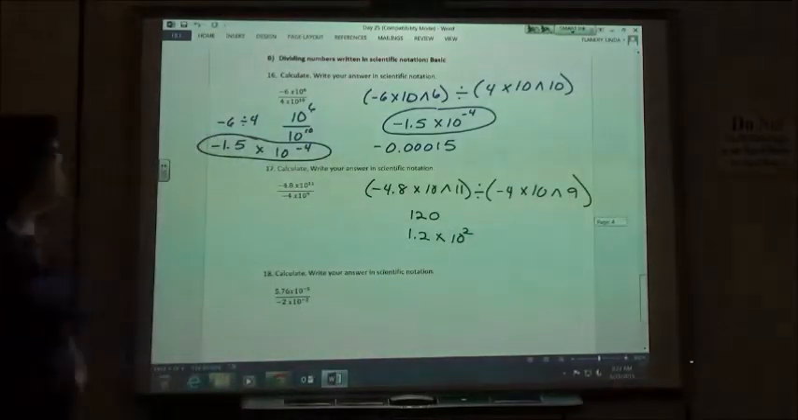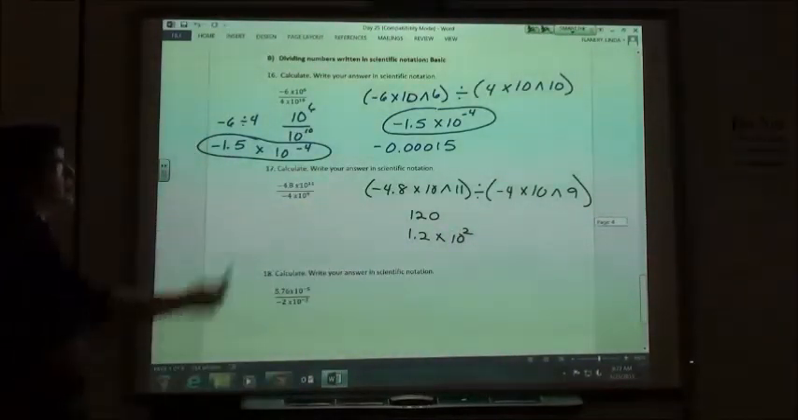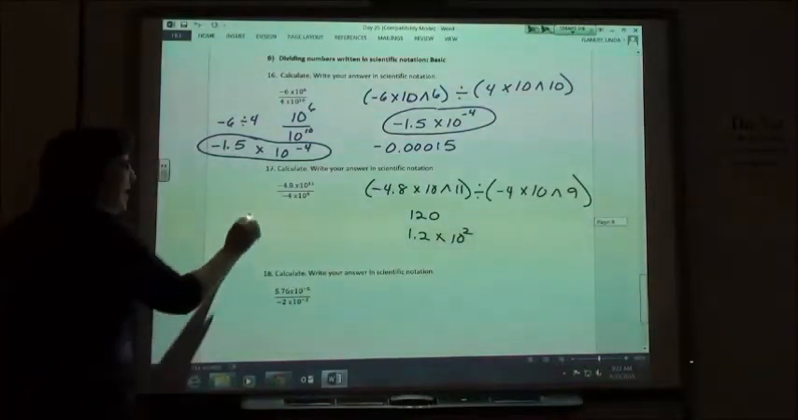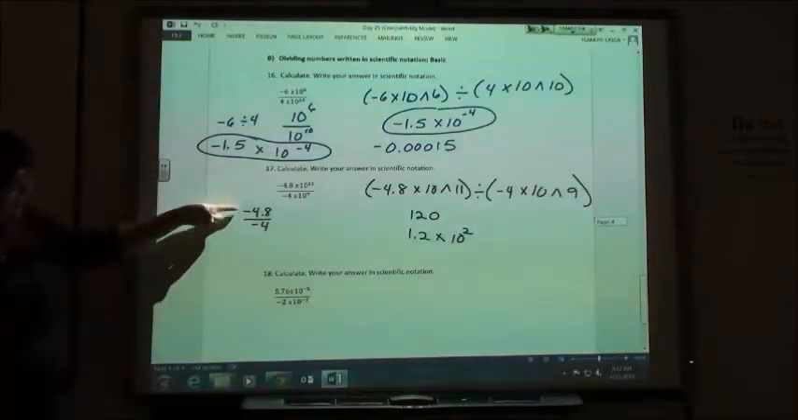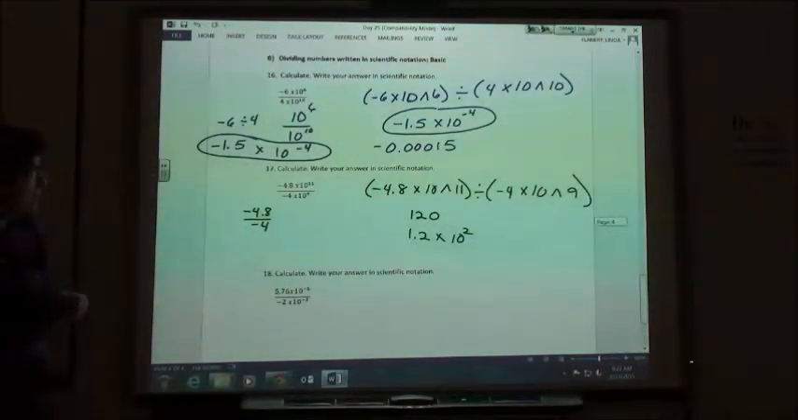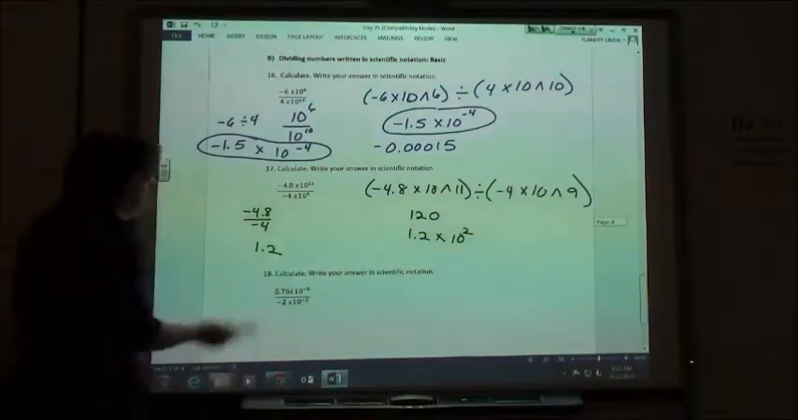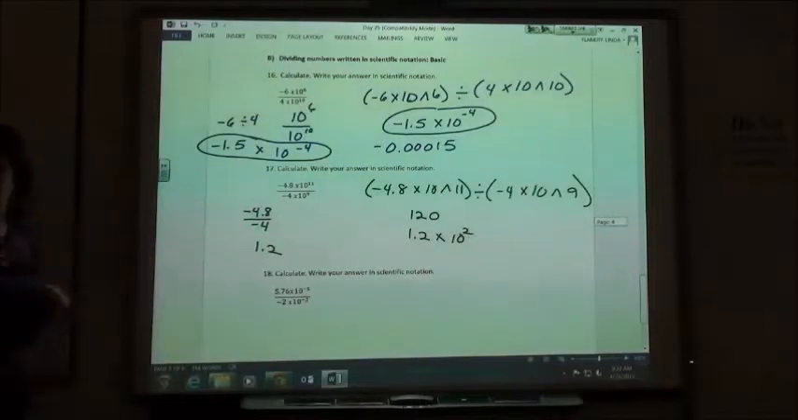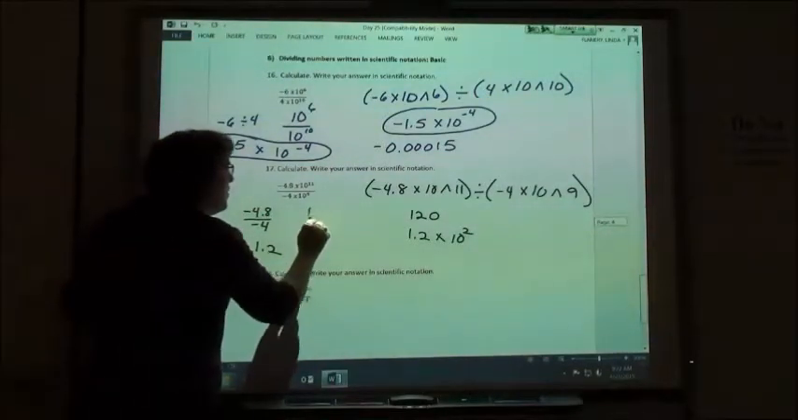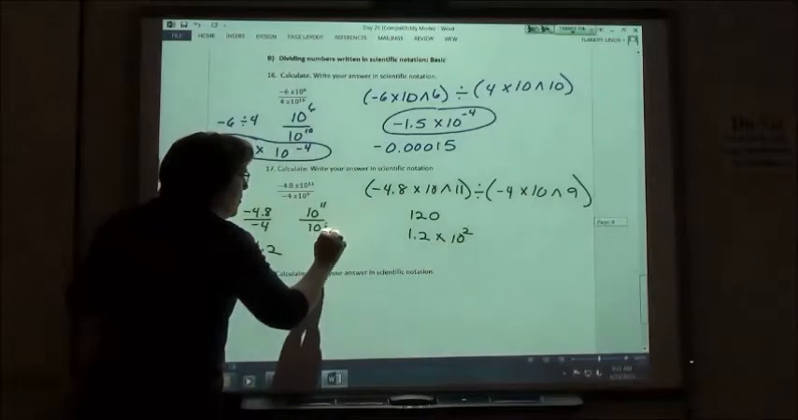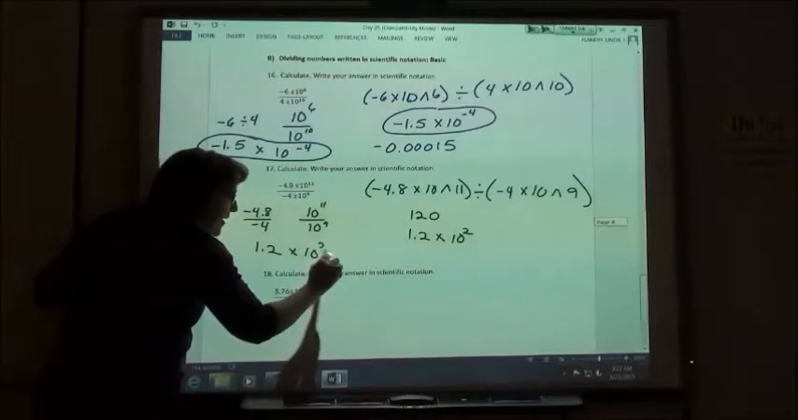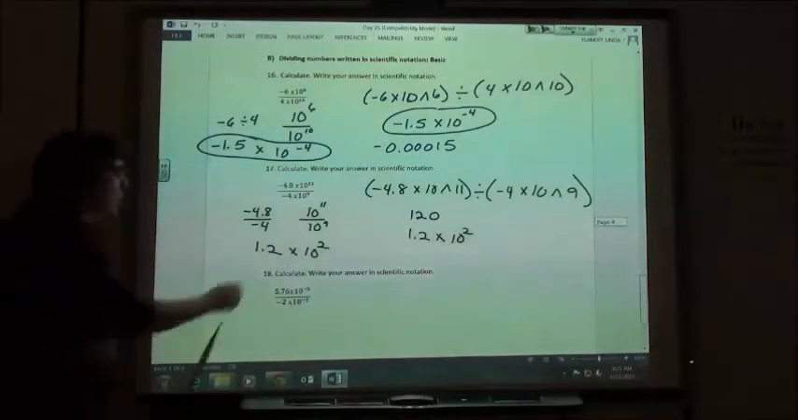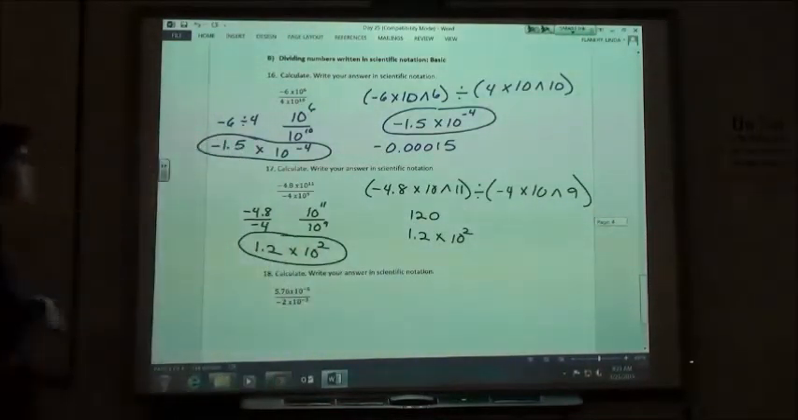Exactly. If I do it without using my calculator the long way, negative 4.8 divided by negative 4. Negative divided by a negative made it positive. 4.8 divided by 4 is 1.2, right? 4 goes into 4 once and into 8 2 times. And then again, my rule for my exponents was to subtract them. 11 minus 9 is a positive 2. So 1.2 times 10 to the second power.